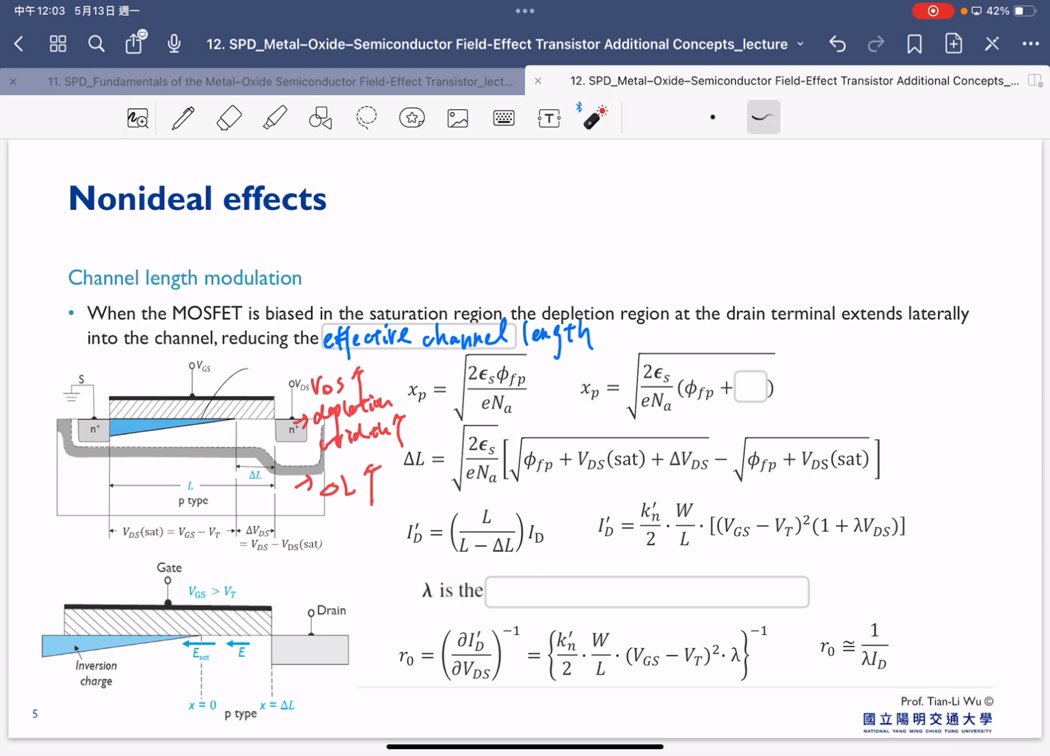This is a typical XP, which describes the depletion region. And once we consider there's a VDS here, you have to consider this VDS. So the delta L can be calculated by considering this. In the end, we found that your original current, together with the channel length modulation, has this kind of correlation, where we have this lambda, and lambda is called the channel length modulation parameter.